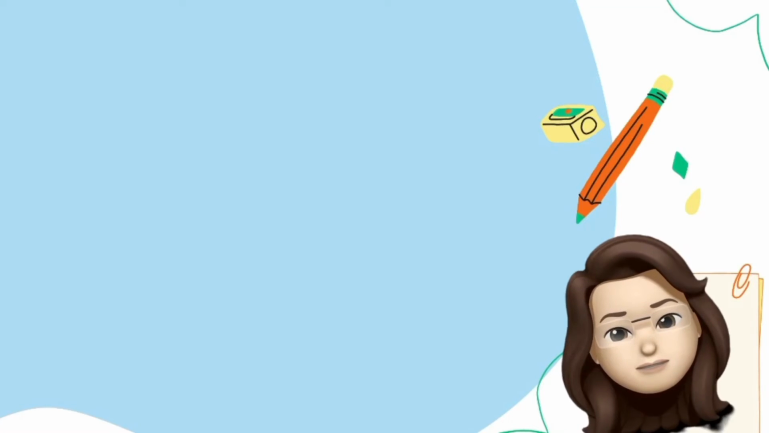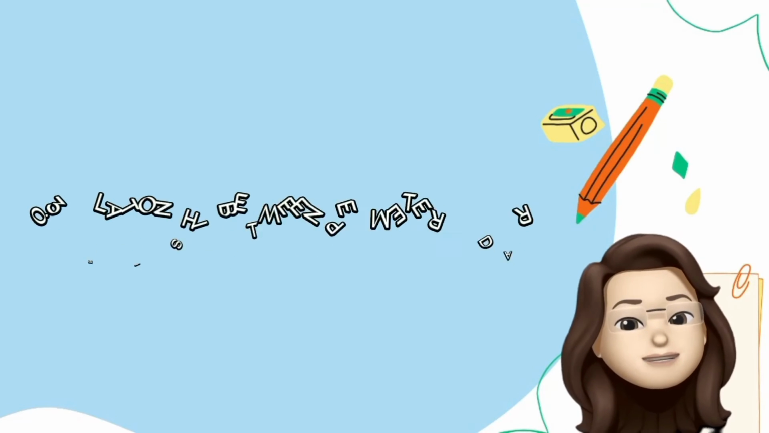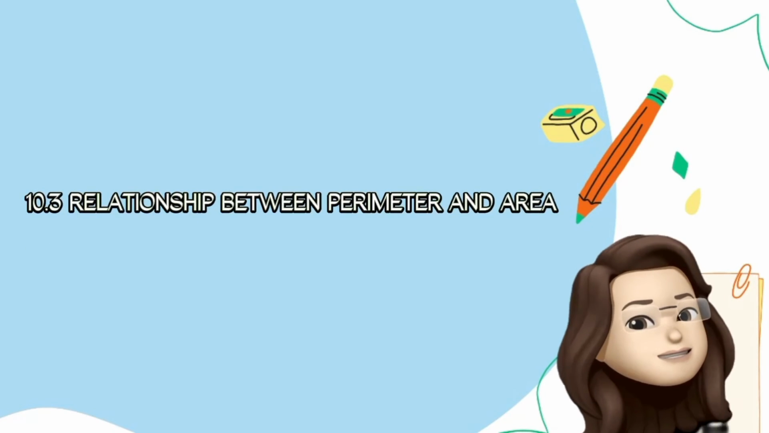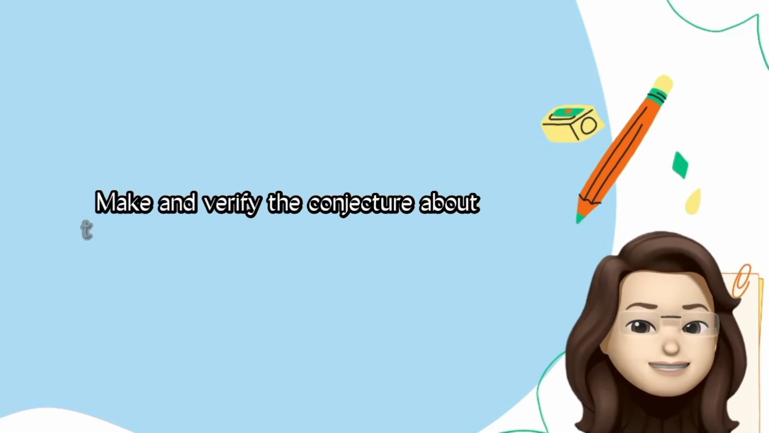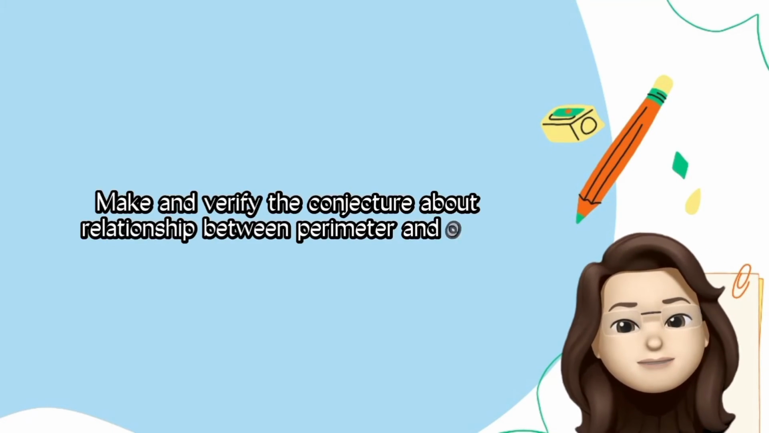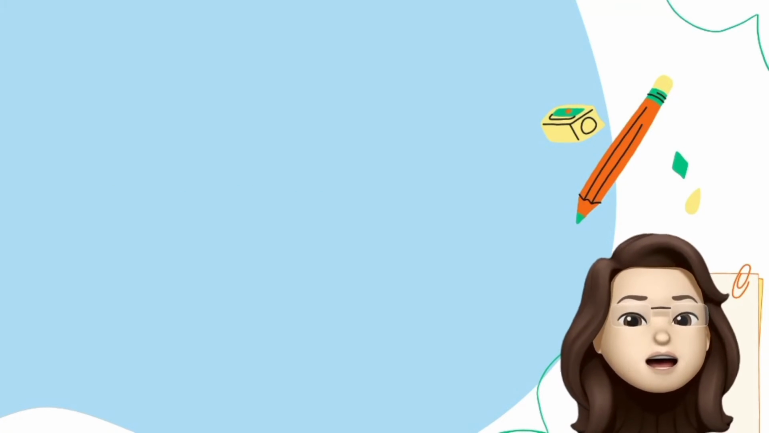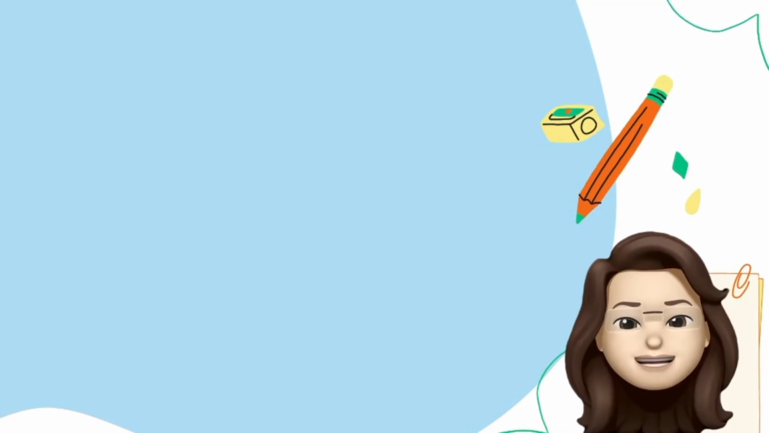Now, we will go through the third subtopic, which is the relationship between the perimeter and area. In this subtopic, we will learn about making and verifying the conjecture about the relationship between perimeter and area. So let's not waste our time, let's begin.